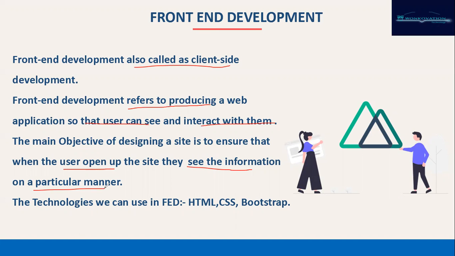This line is saying that the main objective of designing the website is that the same way you have designed it, with the heading first, then the image, then the text, it shows in that particular manner. The same information written in the statement will be shown there. The technologies used in front-end development are HTML, CSS, Bootstrap, and one more, JavaScript. It is mainly the brain of any website.